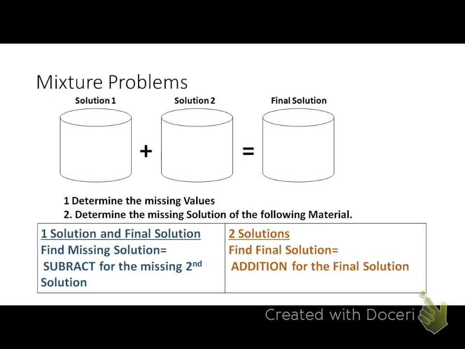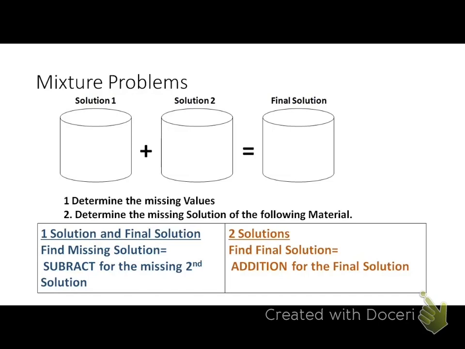The biggest key things on these is identifying and determining the missing values. What is our missing value? What are we trying to solve for? And determine the missing solution by the material that's given. Okay, and there's going to be 2 different ways we want to see it. So I'm hoping you guys can identify those.